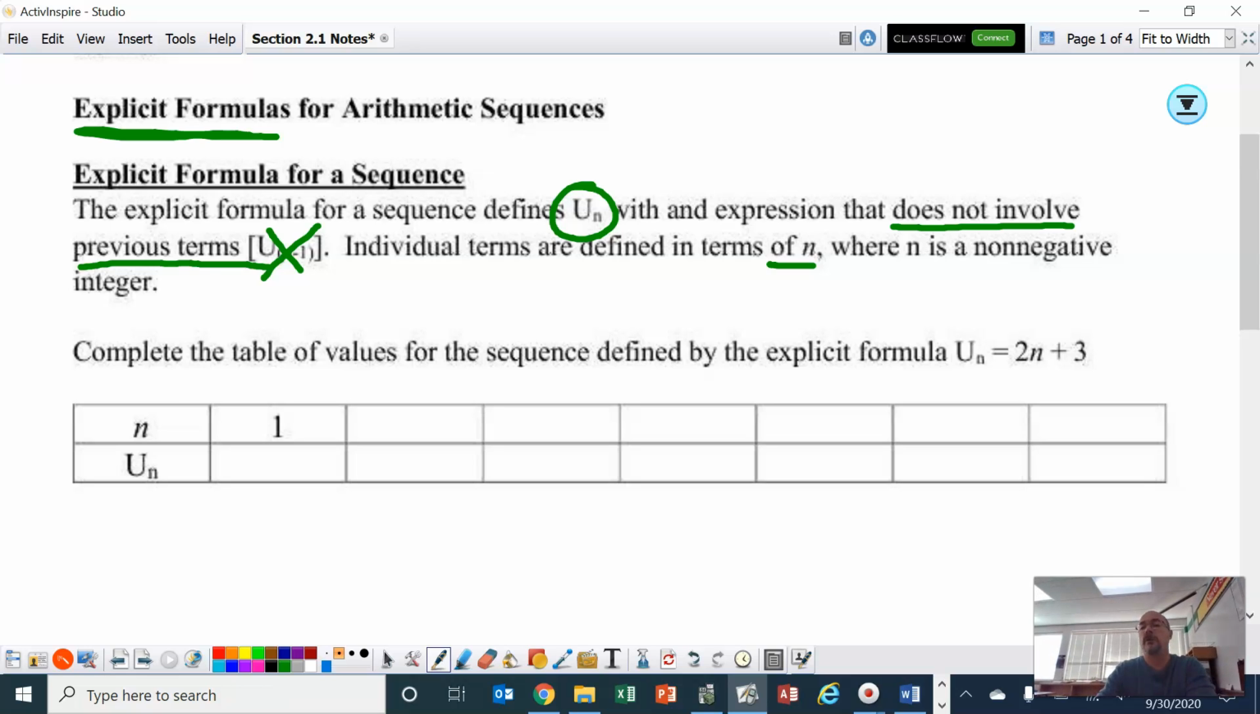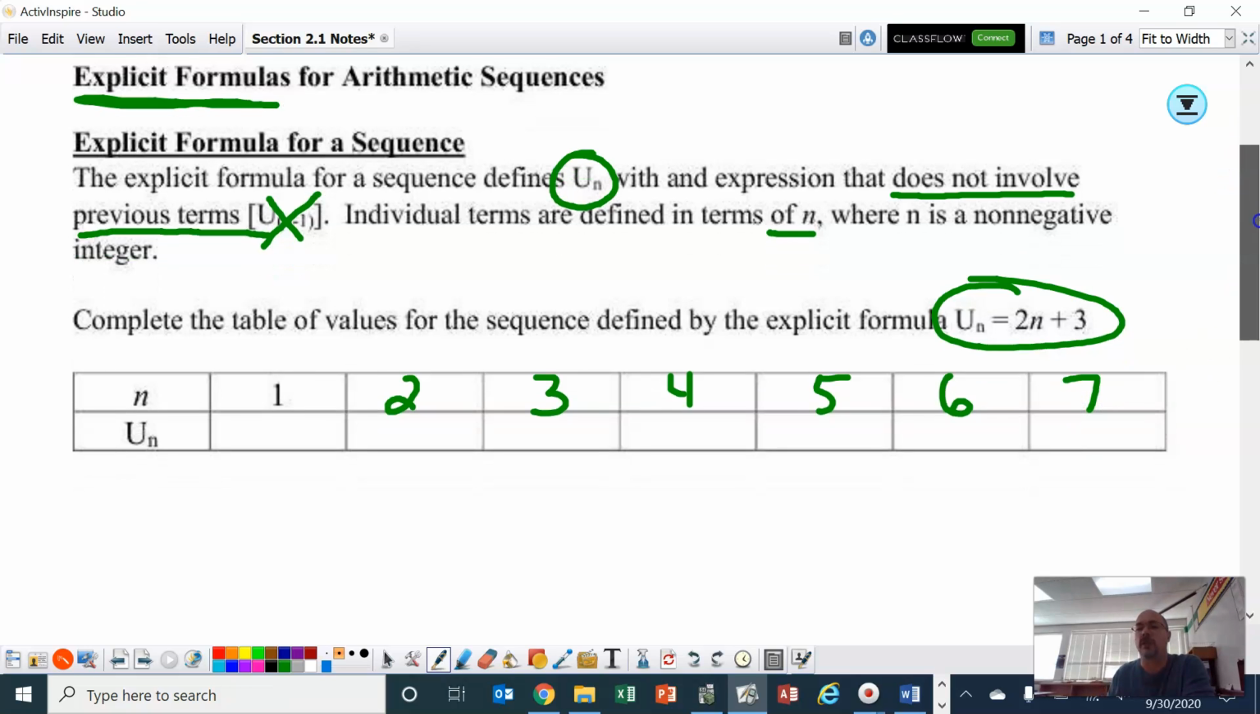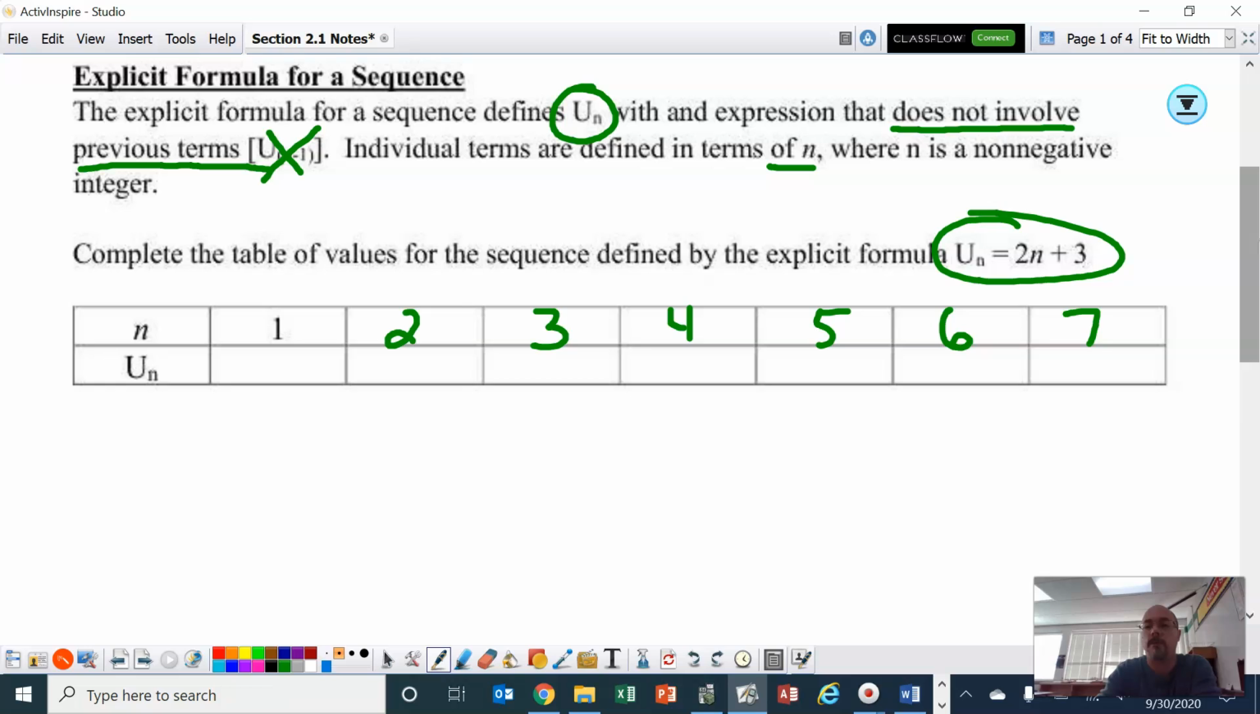So here we go. Here is an explicit formula. It almost looks like a formula or equation that we're used to, doesn't it? All right, so the top we're just going to fill in like we normally have been doing. 1, 2, 3, 4, 5, 6, 7. Okay, and all we have to do, ladies and gentlemen, is plug the number in.